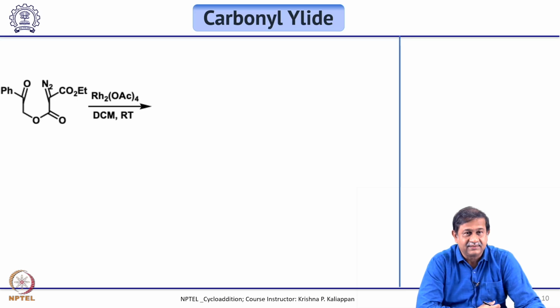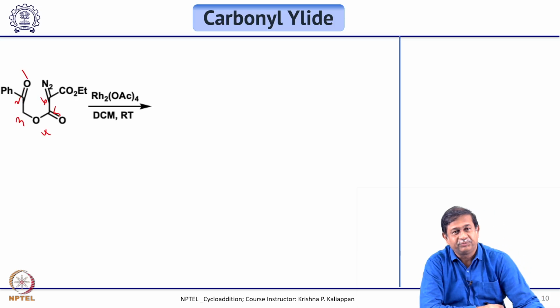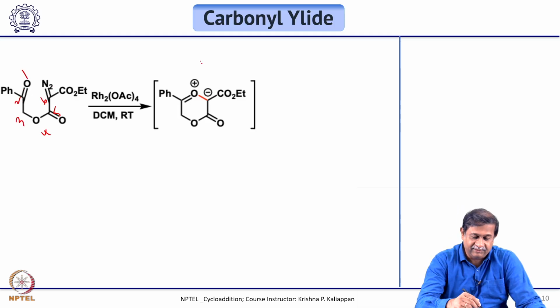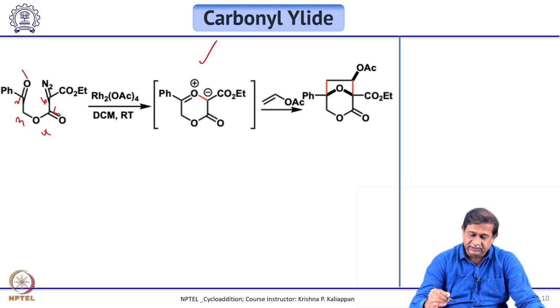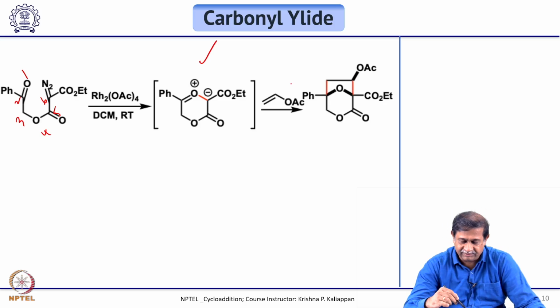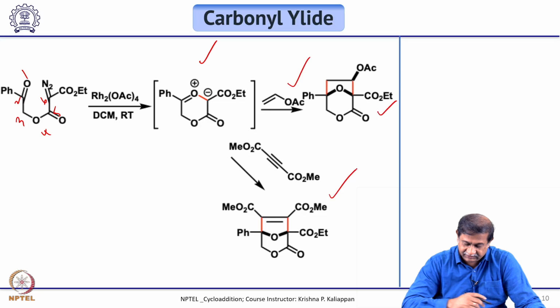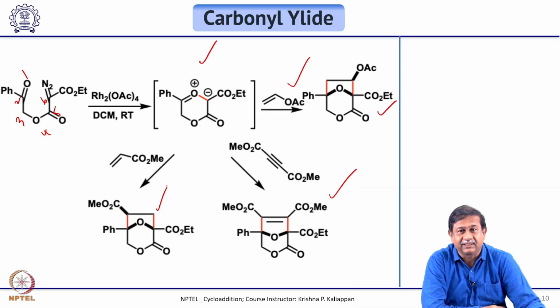See, this is another very simple example, and you can see here this can form a 6-membered carbonyl ylide. If you take this diazo compound and treat with the usual rhodium catalysts, it immediately forms this 6-membered carbonyl ylide, which undergoes dipolar cycloaddition with various dipolarophiles, for example, vinyl acetate to give this bicyclic compound, with dimethyl acetylenedicarboxylate to get this bicyclic, and with methyl acrylate to give this bicyclic compound.